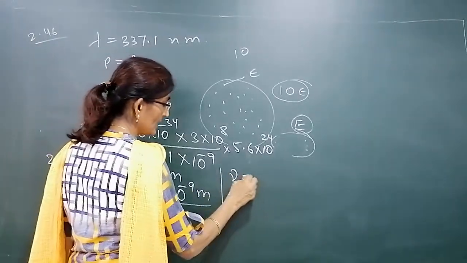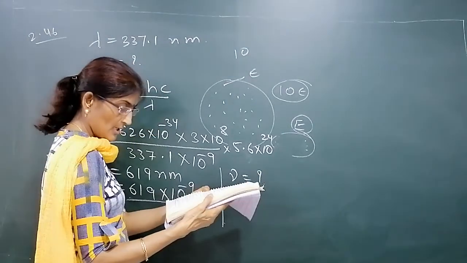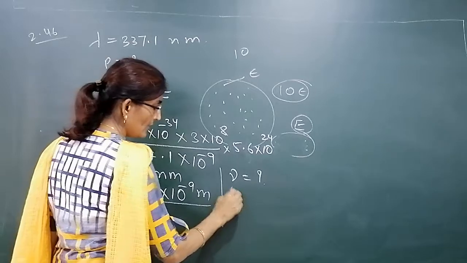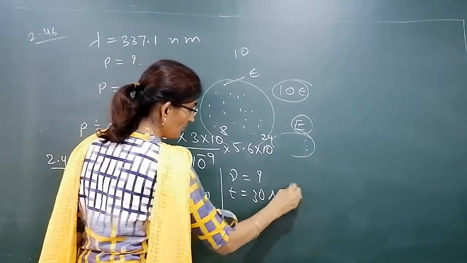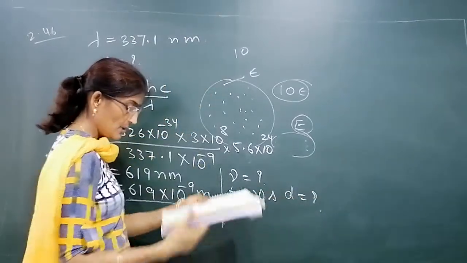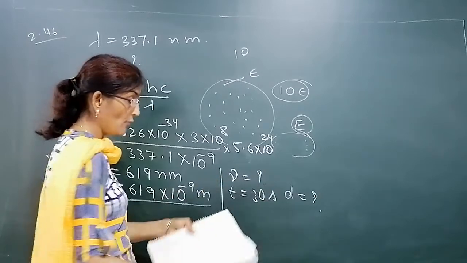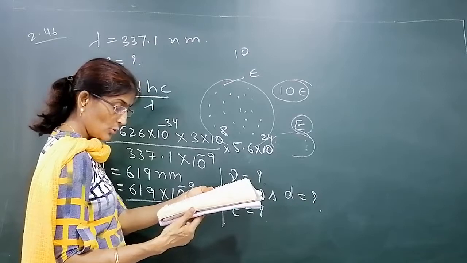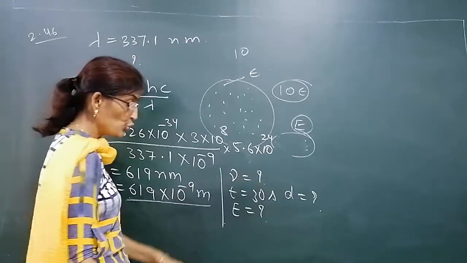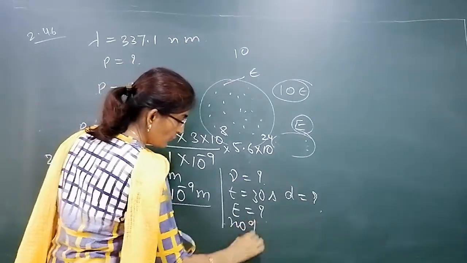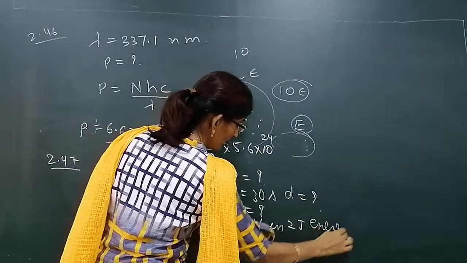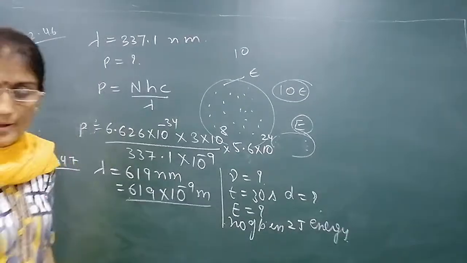First is frequency. Second, the distance travelled by this radiation in 30 seconds. Time is given, 30 seconds. We have to calculate the distance travelled by it. Third thing we have to determine is the energy of a quantum, a photon. And the last, the total number of photons in 2 joule energy. Four things we have to determine. We will do one by one.